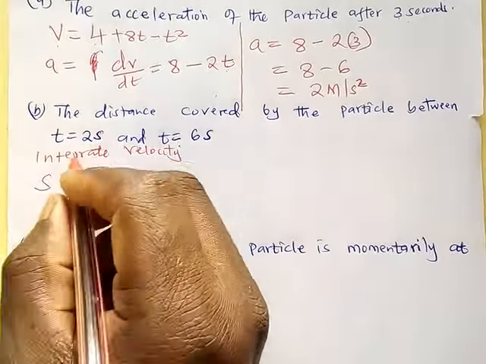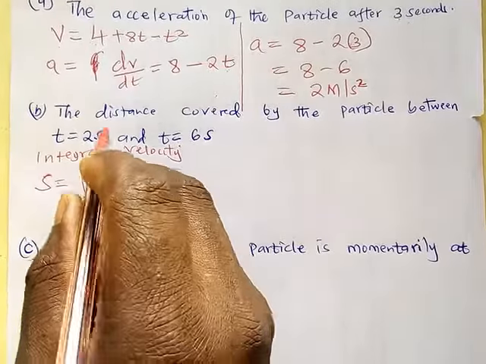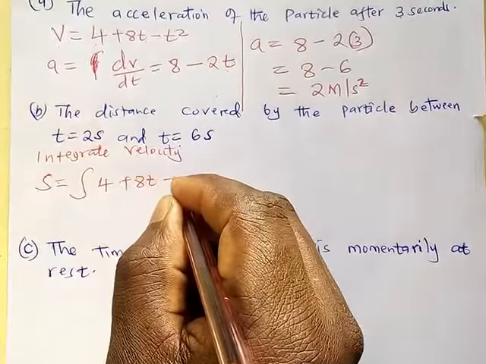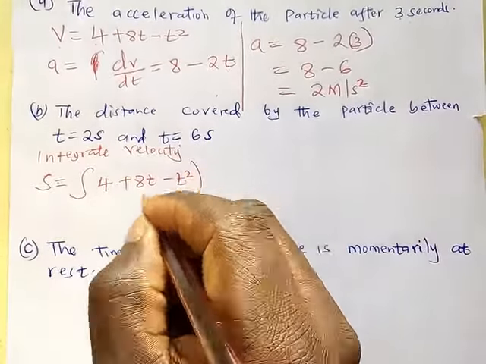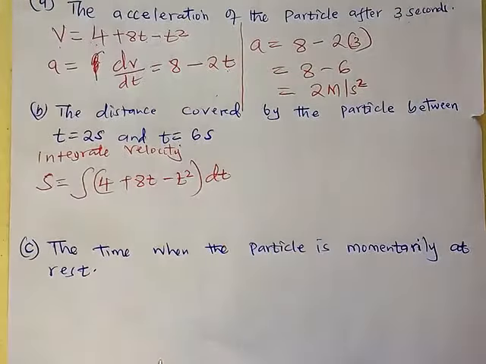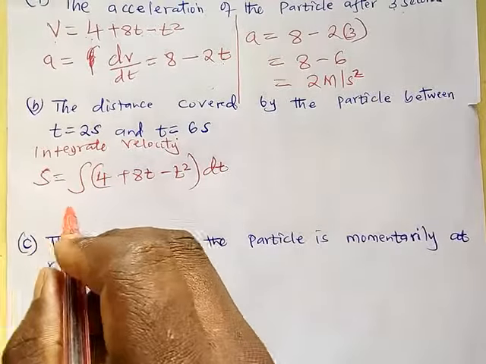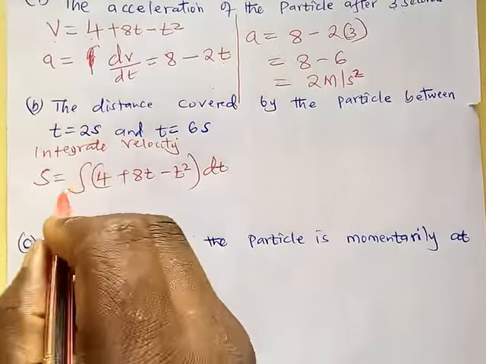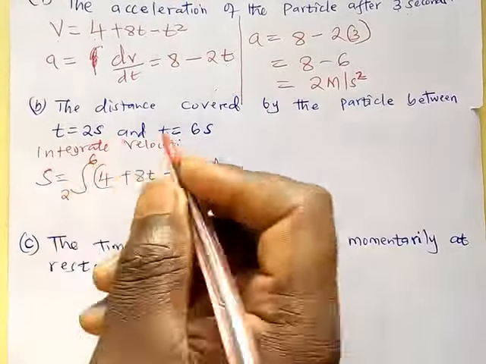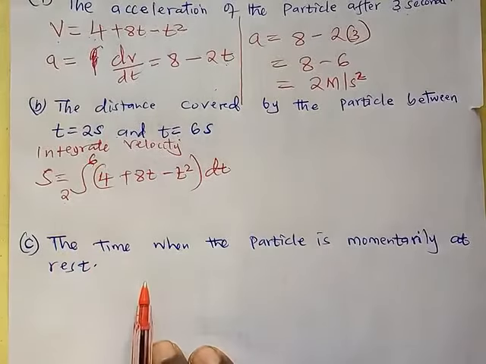So distance, we use s to stand for distance, equal to integration of velocity, and our velocity is 4 plus 8t minus t square. We put a bracket and then dt. So let us integrate this. We remove the integration function, but we have the limit. Remember the limit, our limit is time equal to 2 and up to 6. So you should remember that. So we are integrating this function under the limit 2 to 6.